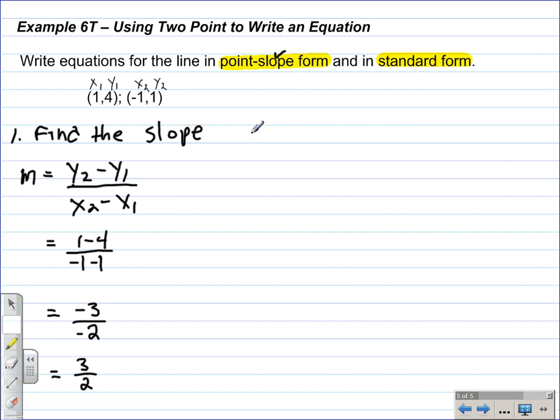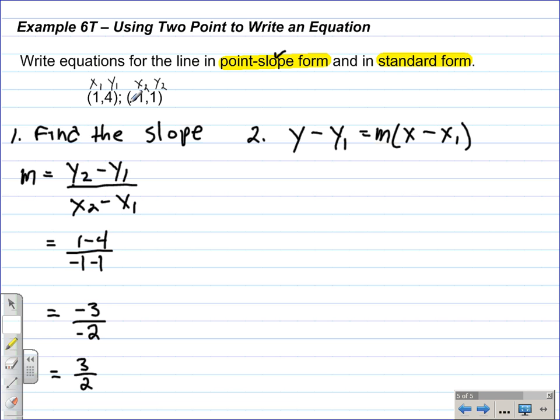Our second step gives us our first answer in point-slope form. We're going to use y minus y sub 1, that's the point-slope form, equals m times the quantity x minus x sub 1. Now remember, m's our slope.